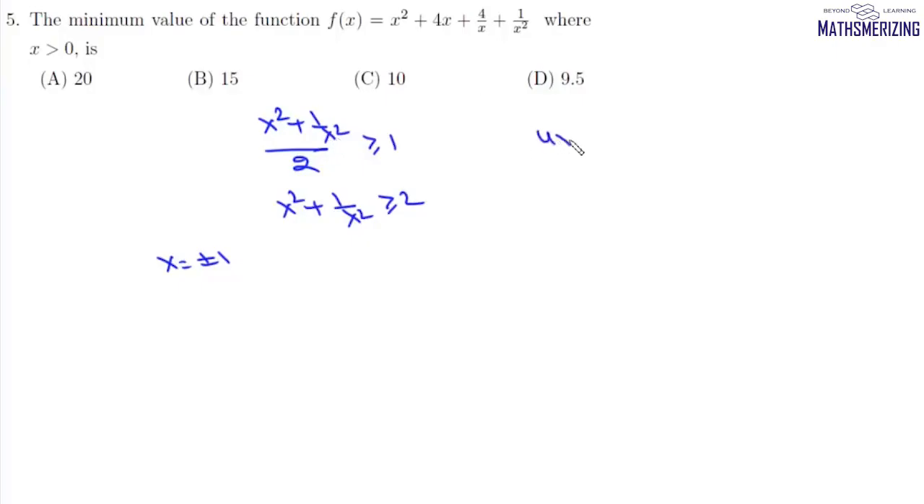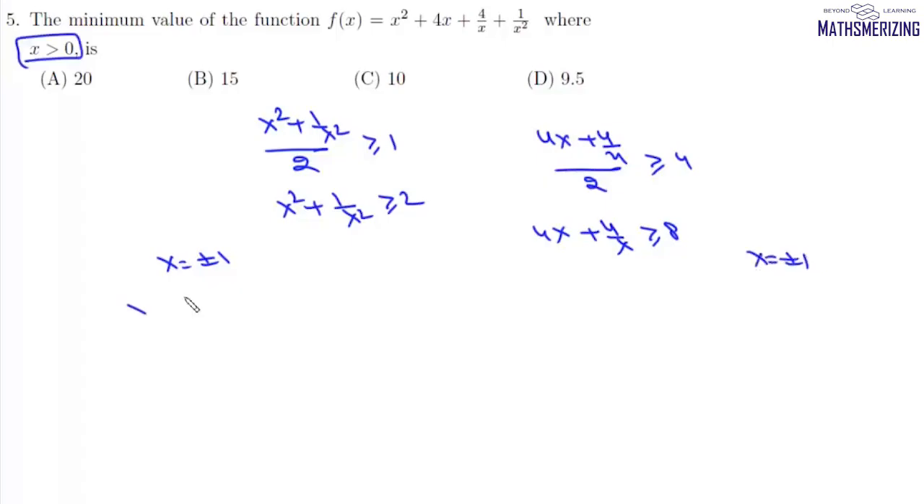Now for 4x and 4 upon x, again if we take the arithmetic mean, it will be greater than or equal to its geometric mean, which is 4. So from here we can say 4x plus 4 upon x is greater than or equal to 8. Now again we'll get this equality sign when the value of x is plus or minus 1. Now since x is greater than 0, both these functions will have their minimum value when the value of x is 1.